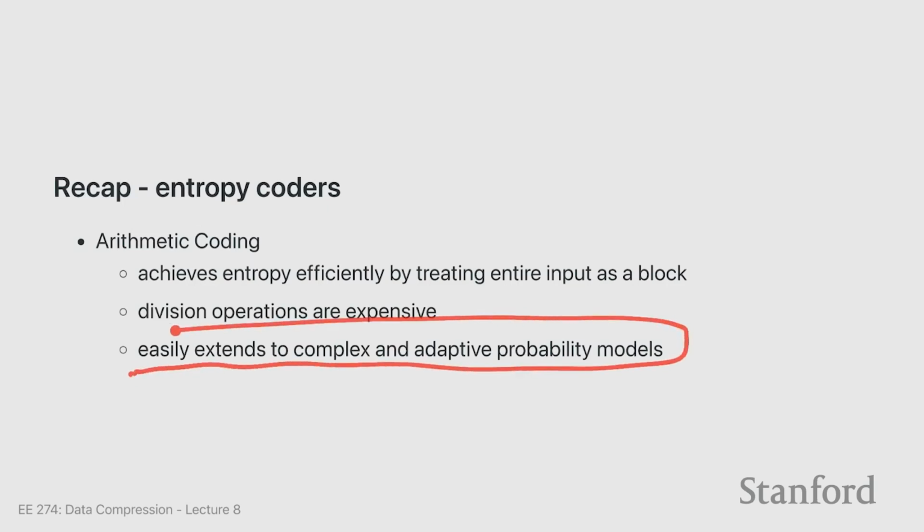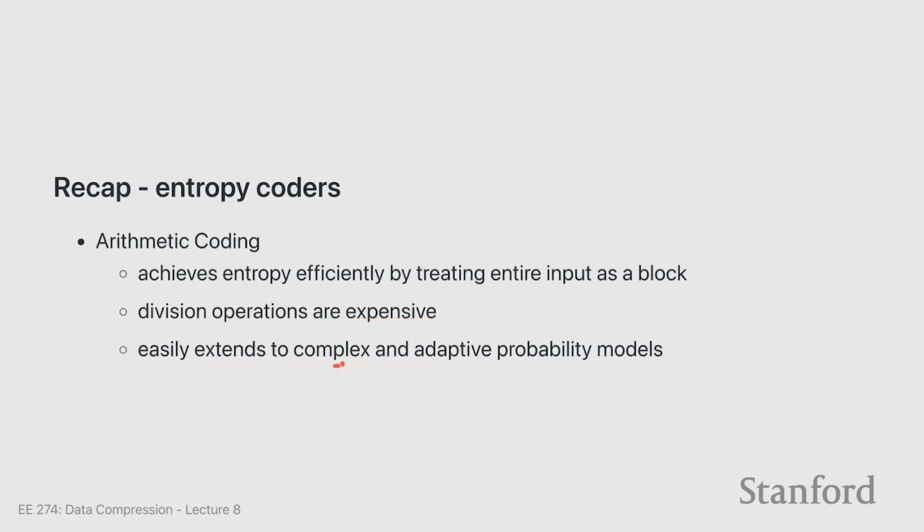One nice property of arithmetic coding, which will be important to us today and next lecture, is that it works with very complex probability models, far beyond anything we have seen until now in this class. And we'll see some examples next lecture.